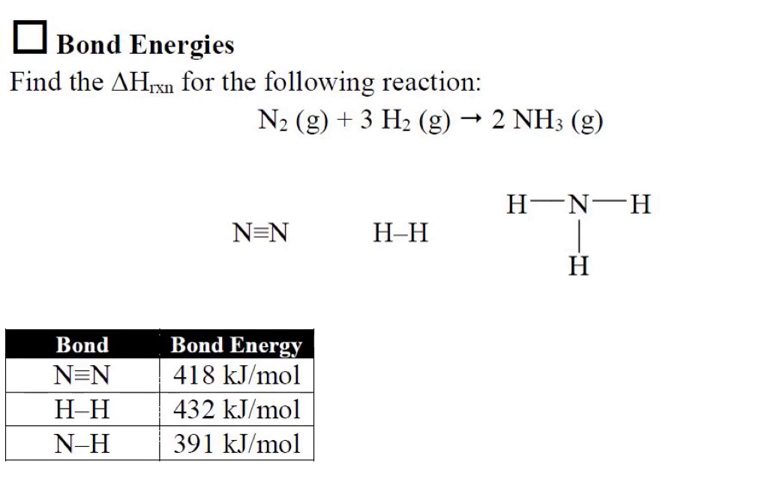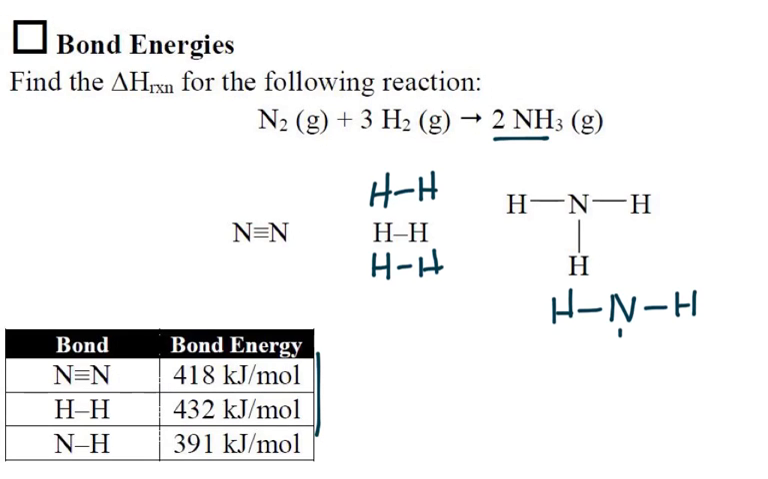Okay, the last problem has to do with bond energies, and we can tell that because we're given bond energies at the bottom in our table. And we have to look at this and turn these into what the bonds are. So N2, we know N2 is a triple bond. Hydrogen, there are 3 hydrogens, so I'm going to go ahead and draw 3 of these just to help our visualization. And then we have 2 ammonias, so we have 1 ammonia. I'm going to draw another one. Now I'm going to go back and color code.